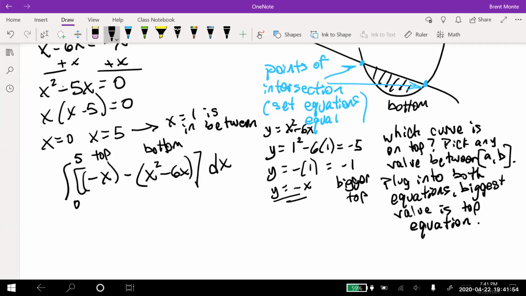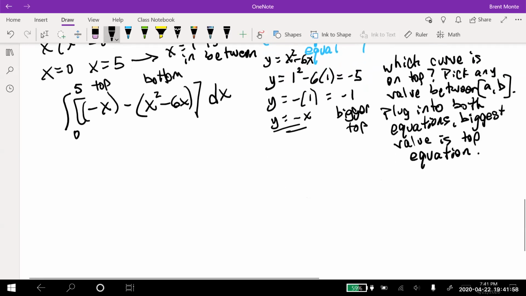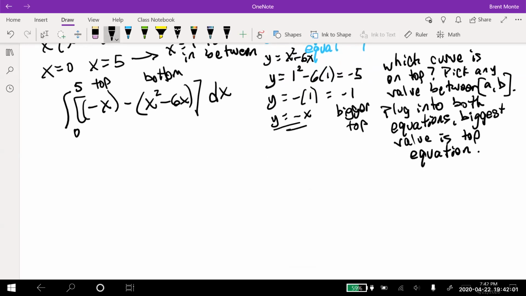And you can just do that in your head. It wasn't real hard to do if you know what you're doing. Otherwise you have to draw the curves. So anyway, I'm going to integrate this.